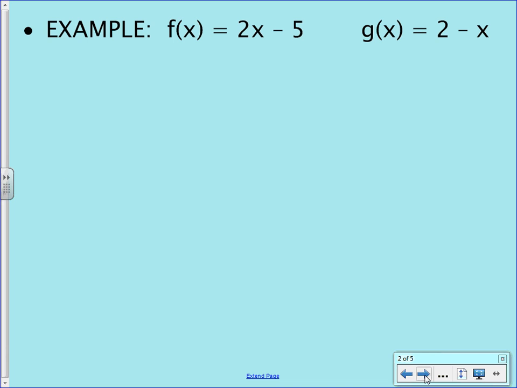Okay, so here are our two functions. Please write them down. We have f of x is 2x minus 5, and g of x is 2 minus x. What kind of functions are both of these? Linear functions. What is the domain of 2x minus 5? Negative infinity to infinity. What's the domain of 2 minus x? Also negative infinity to infinity. So since these two have overlapping domains everywhere, we can combine these functions.